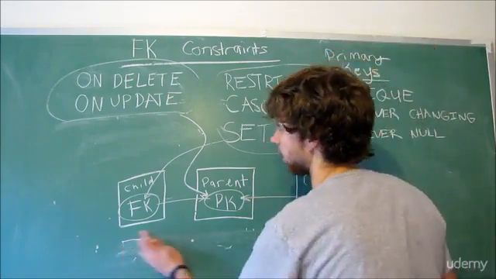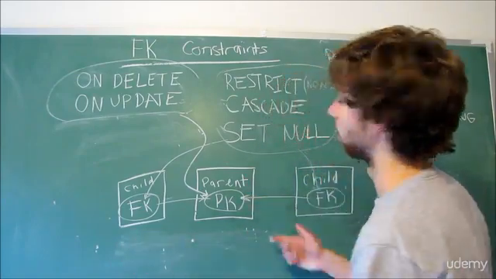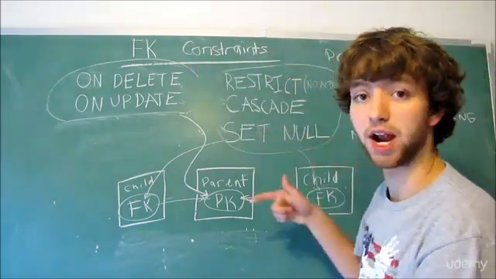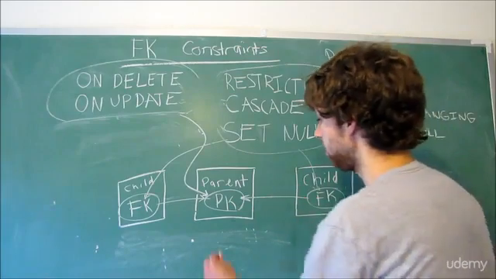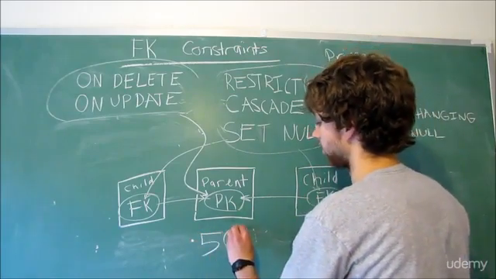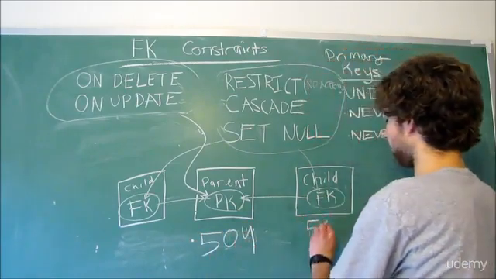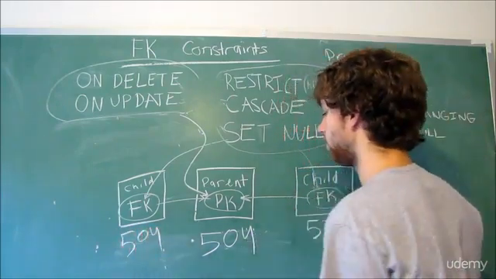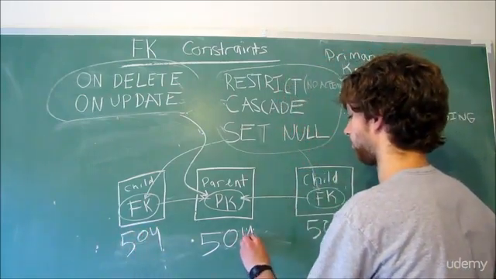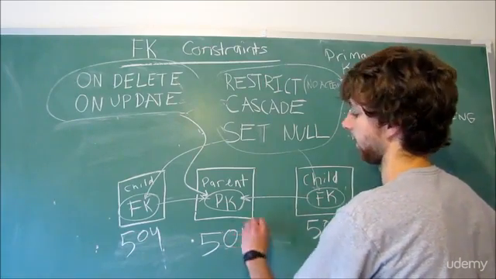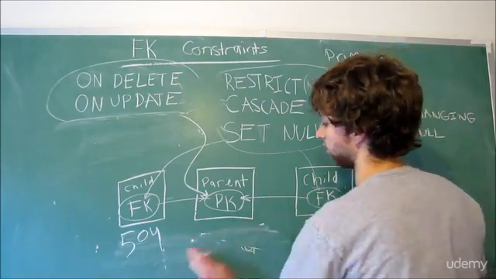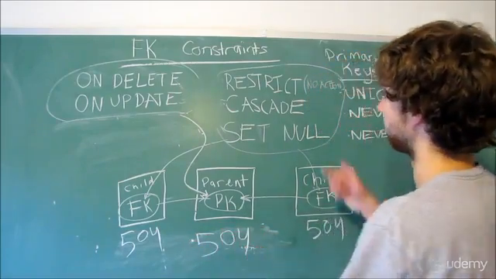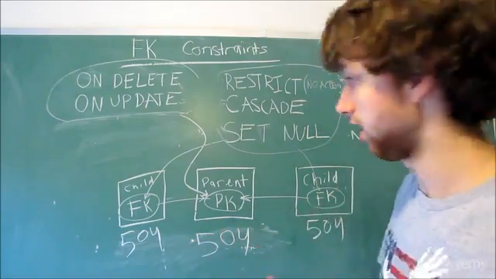So that's how restrict on delete works. Now restrict on update: if we updated that parent and changed their primary key, so let's say we changed 504, and these children both reference 504 with the foreign key, and then we change this to 508, it's not going to work, and it will go back to what it was originally, because we have it restrict. We're not going to let that happen, you see?